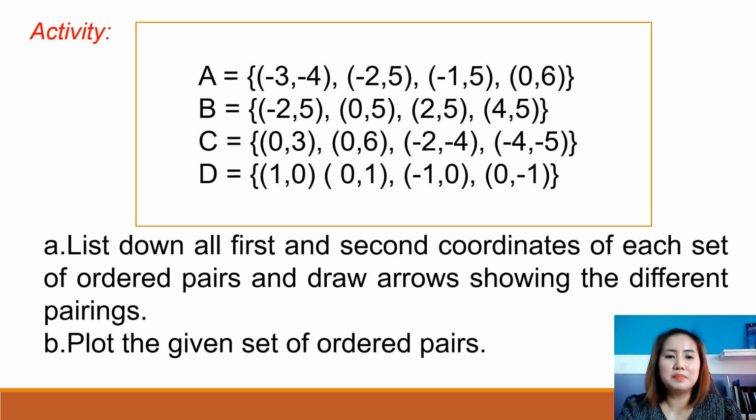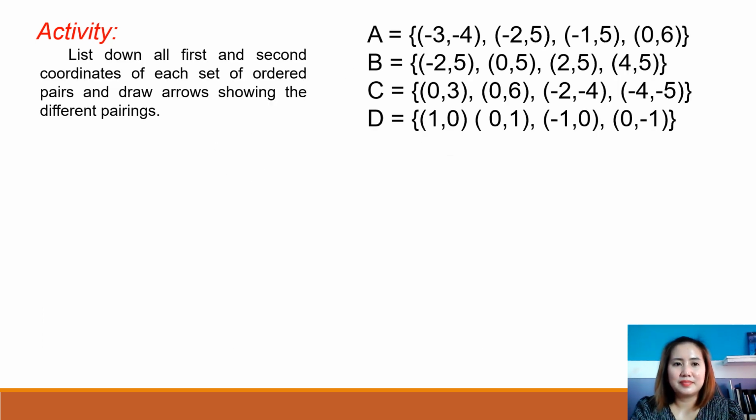Now what we are going to do is to list down all first and second coordinates of each set of ordered pairs and draw arrows showing the different pairings. When we are talking about the first coordinates, we are dealing with the values of x. And if we are talking about the second coordinates, we are dealing with the values of y. Then afterwards, we are going to plot the given set of ordered pairs. Now, moving on, let us create a diagram of each set.